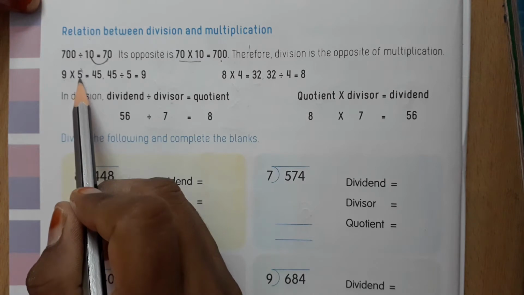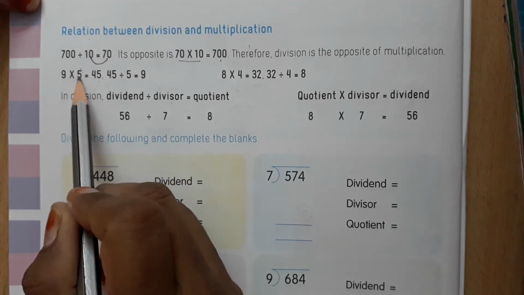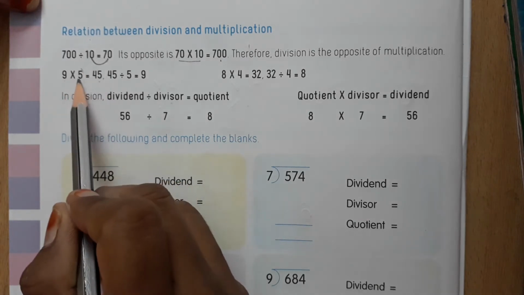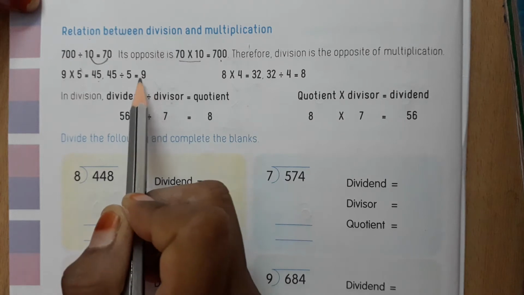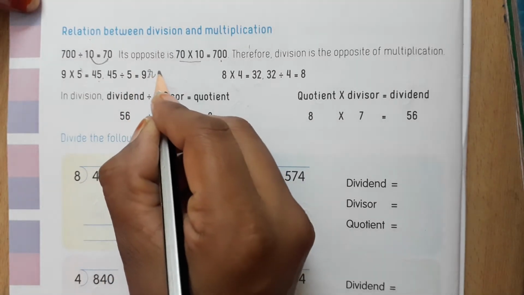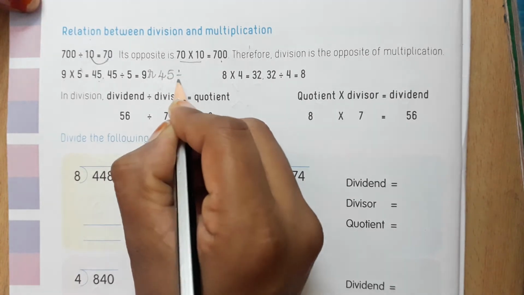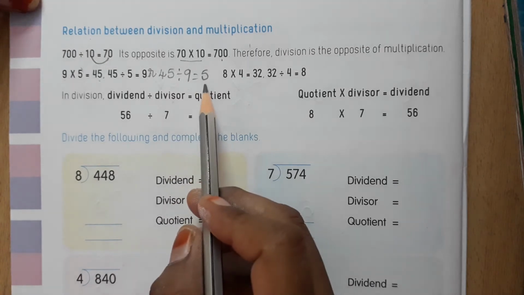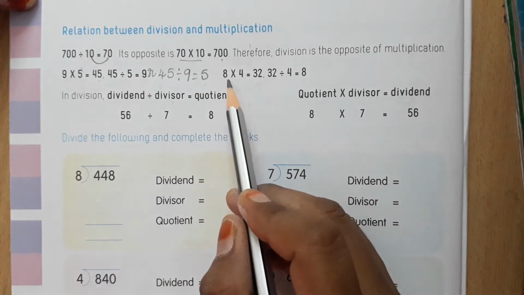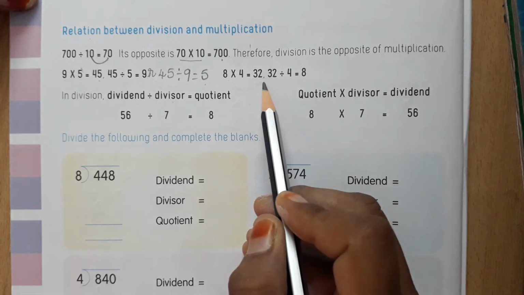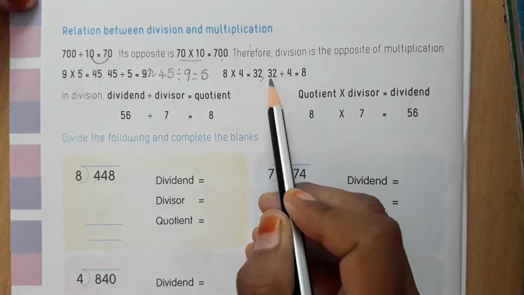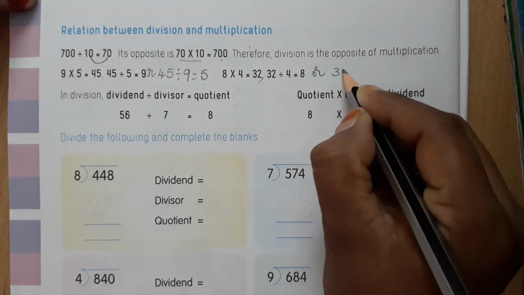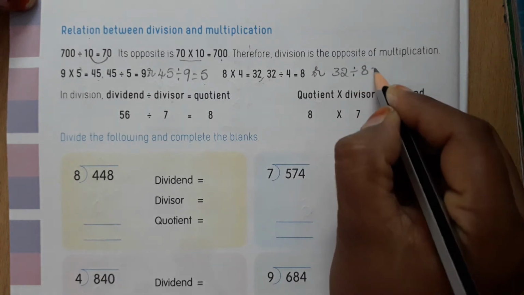Look here, 9 into 5, 45. 9 5s, 45. Now, what is the opposite for this? 45 divided by 5 is equal to 9, or you can write like this also, children: 45 divided by 9 is equal to 5. And next one, 8 into 4 is equal to 32. The opposite for this is 32 divided by 4 is equal to 8, or 32 divided by 8 is equal to 4.